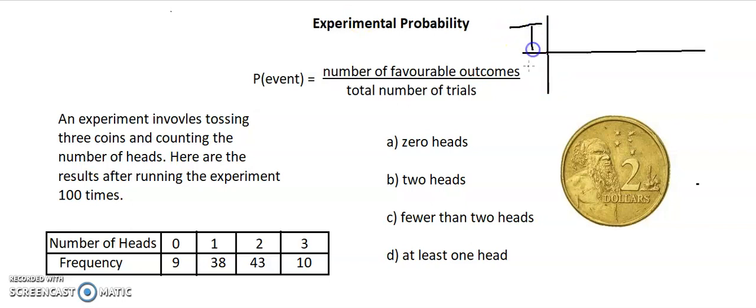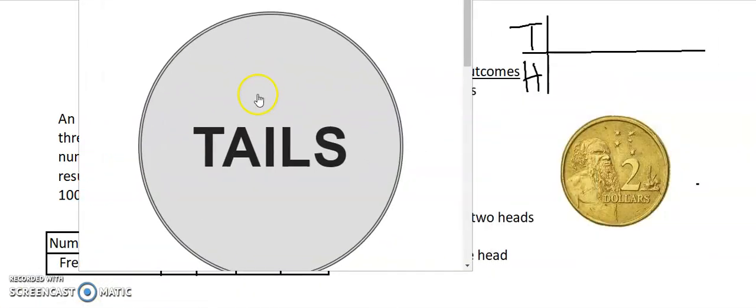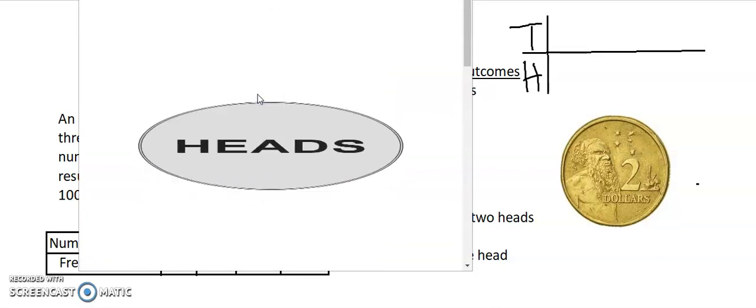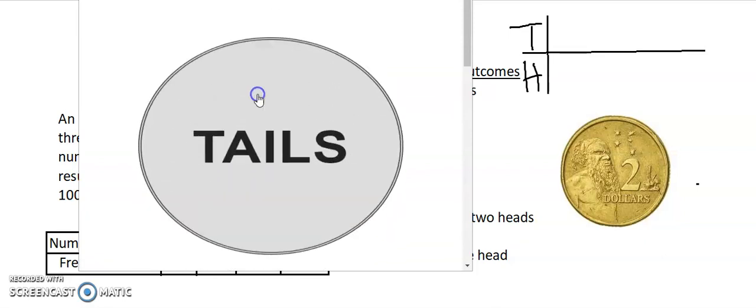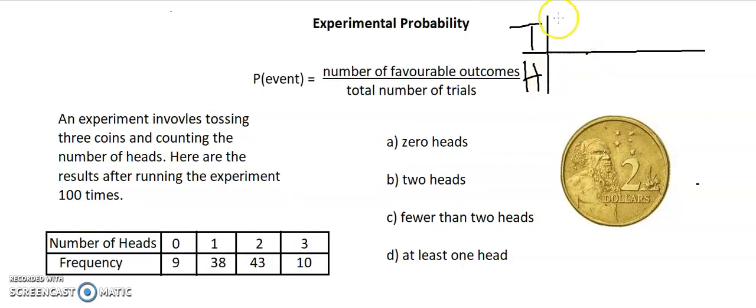So I've got tails and I have heads. We are going to flip it once, I get heads. Second, tails. Tails, and tails. So I've got tails 3 times and heads once.